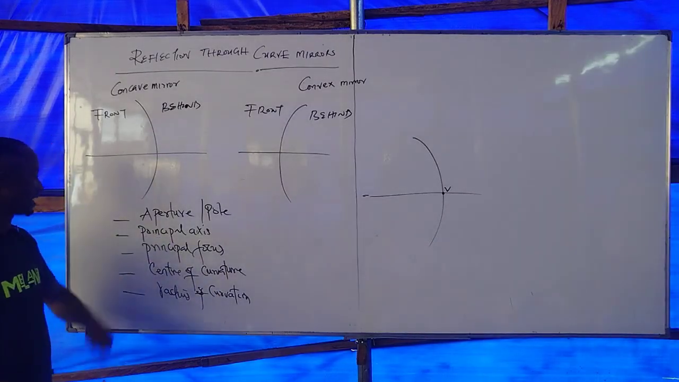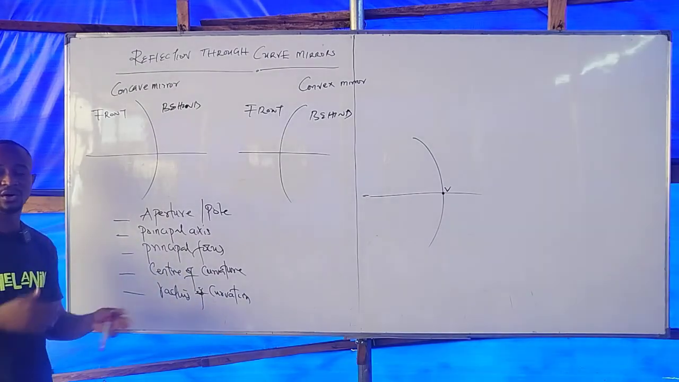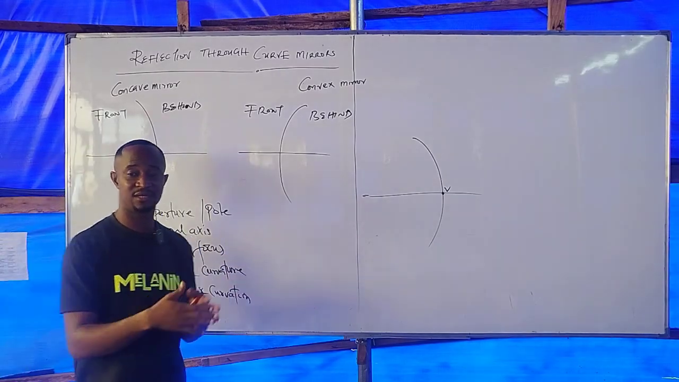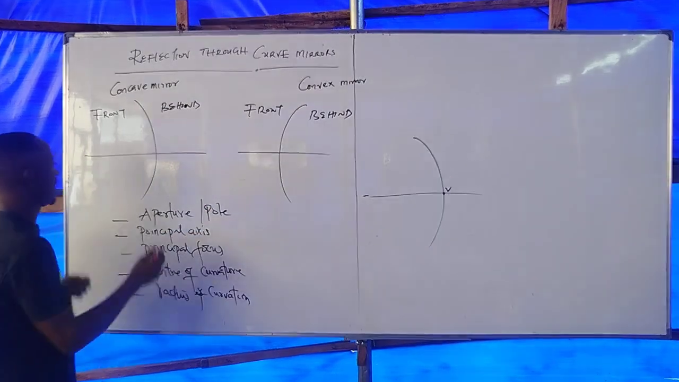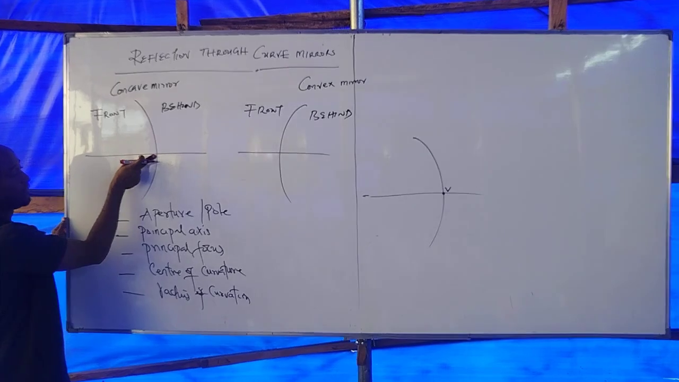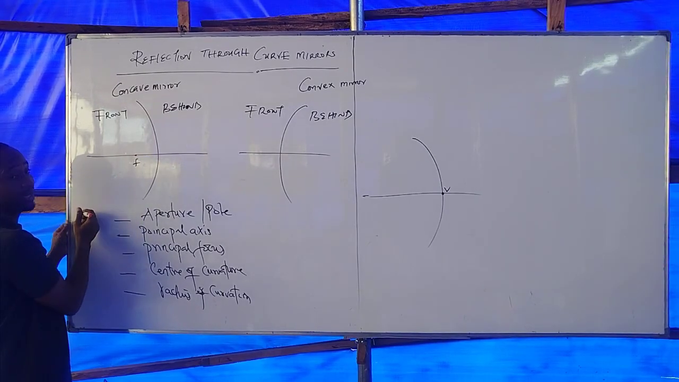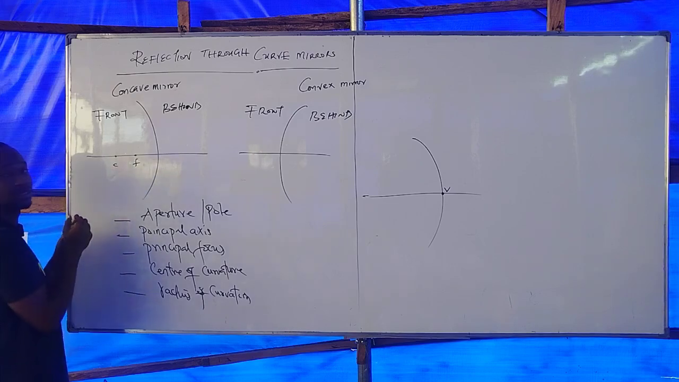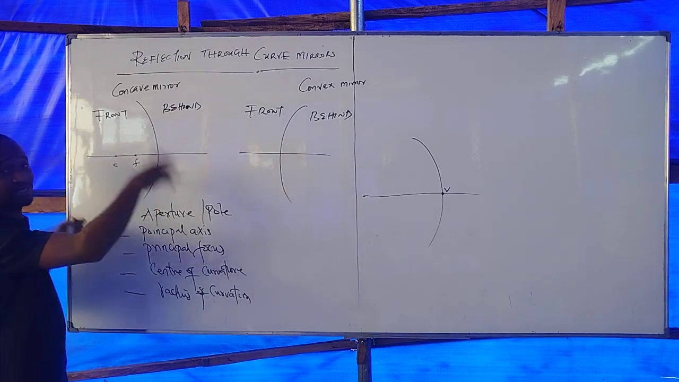Then the principal focus is the point on the axis through which all the incident and reflected light rays must pass for the image to be formed. From the center of the curve, the pole, down to this point we have our F. Then from this focus we have our C.